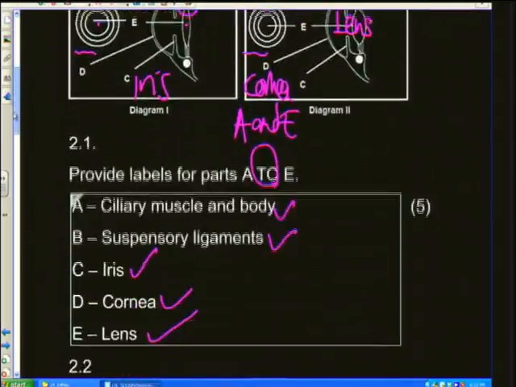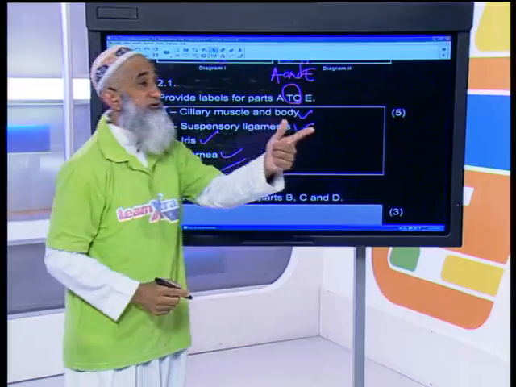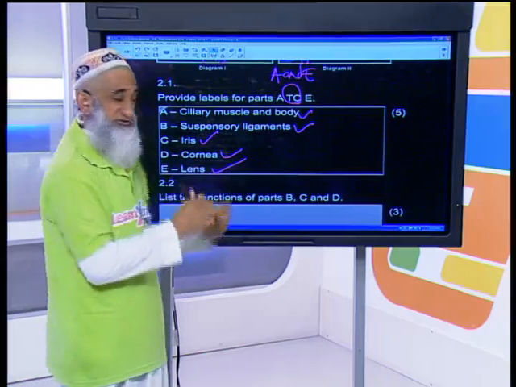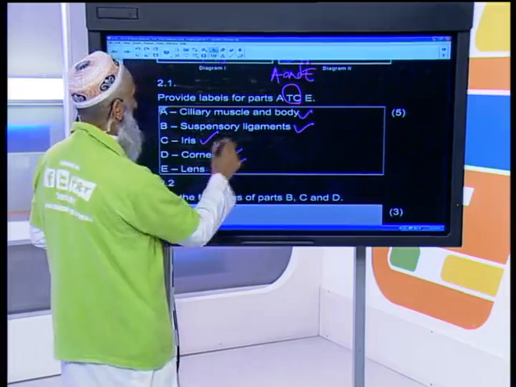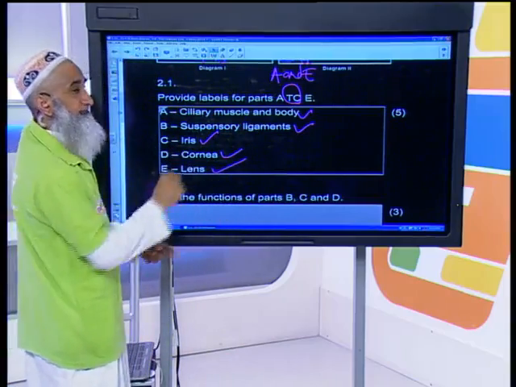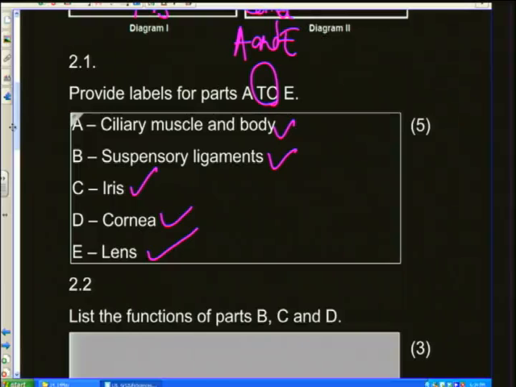What is B? Suspensory ligaments. What does it do? It also plays a role in accommodation. And its primary function? It holds the lens in position. It keeps the lens in its position, and at the same time, it also plays a role in accommodation. Good. C, the iris. It allows light to come in. Good. It controls the amount of light that comes into the eye. And D, the cornea. It's for refraction, and also allowing light to pass through because it's transparent, remember?